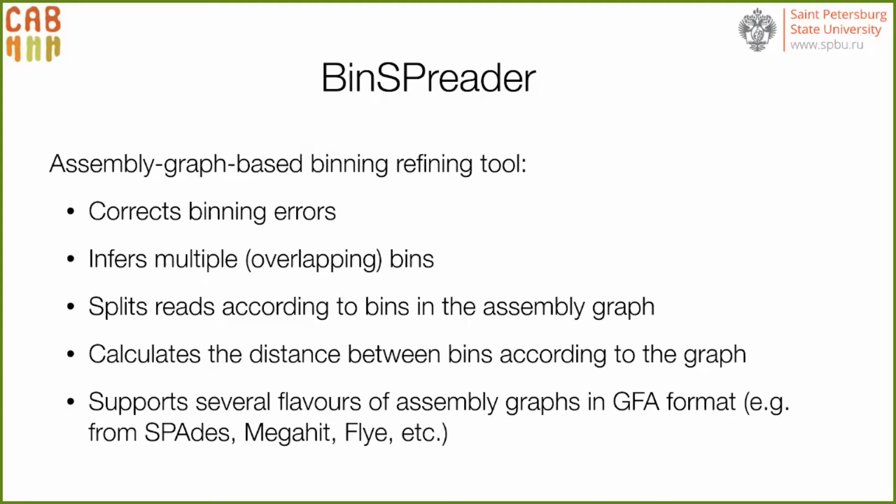Since we're using the assembly graph instead of consensus information, our method can be used to further improve the results of consensus-based refiners. One of the main differences between our tool and GraphBin2 is that we use the assembly graph instead of the scaffold graph, because the assembly graph usually gives a more accurate representation of the contig connectivity information.